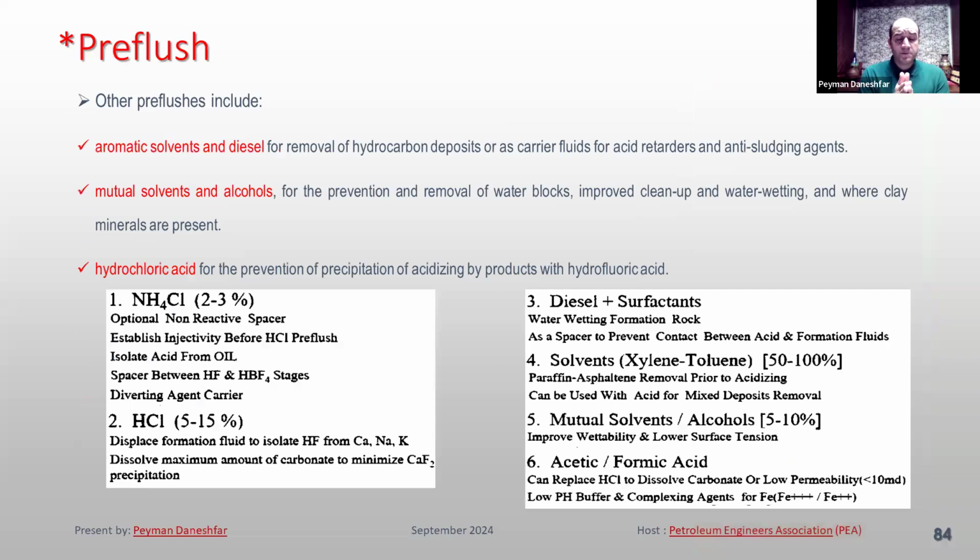Another preflushes we can use are, for example, aromatic solvent and diesel. We can use mutual solvent and alcohol. We can use hydrochloric acid. But in my opinion, if we want to use acid just in carbonate formations, as I told before, if we don't have an aquifer zone near our wellbore, we can use more dosage of mutual solvent and also alcohol with them.